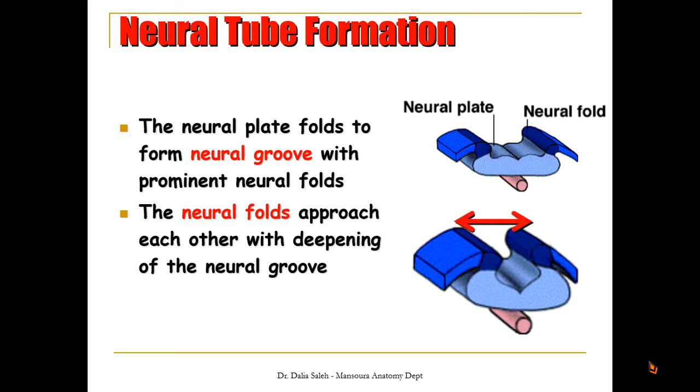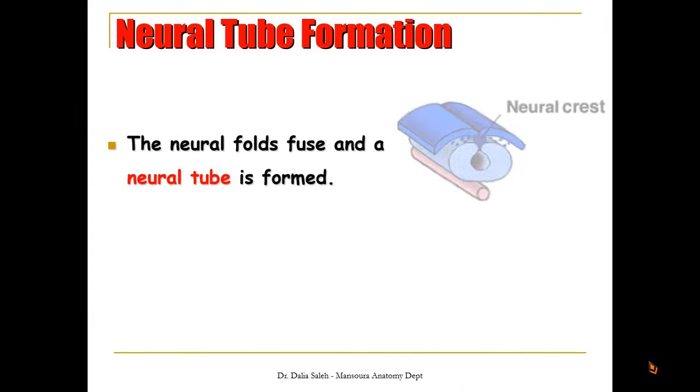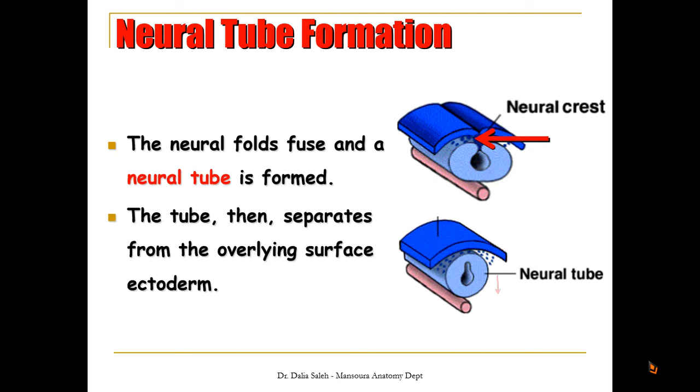With further development, the neural folds approach each other and the groove deepens more and more. After a while, the neural folds will meet each other in the midline and fuse, and the neural tube is formed. The tube then separates from the overlying surface ectoderm.